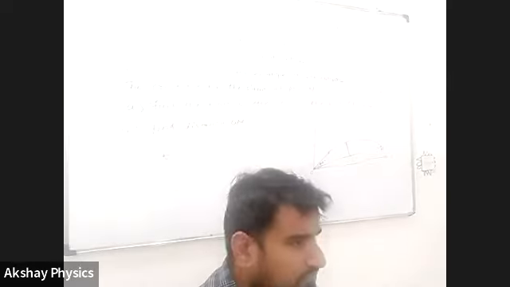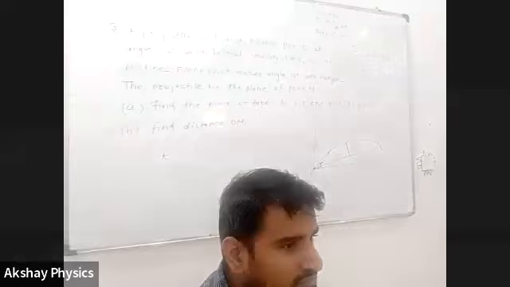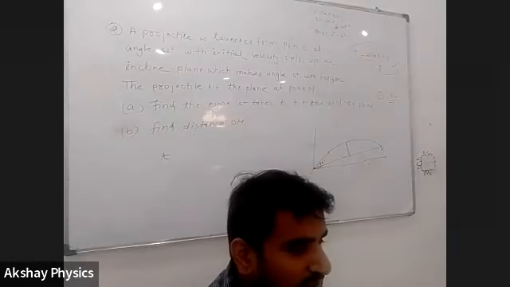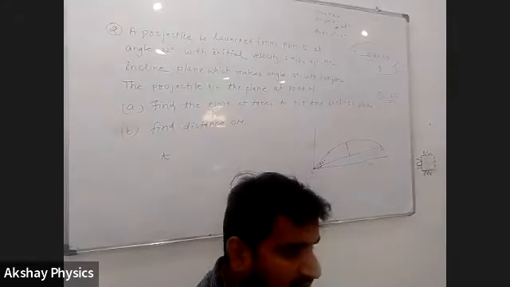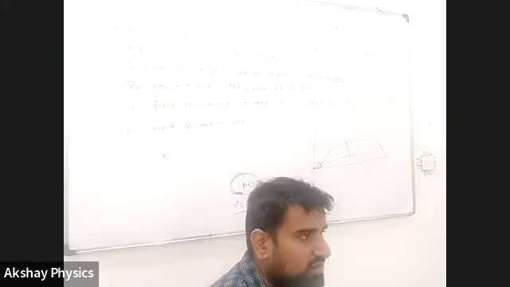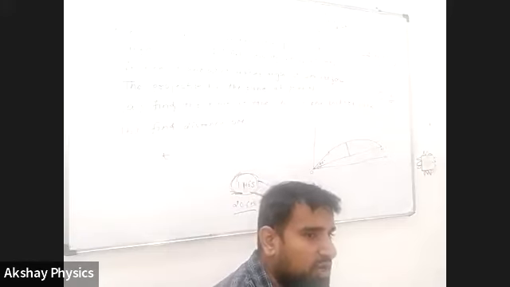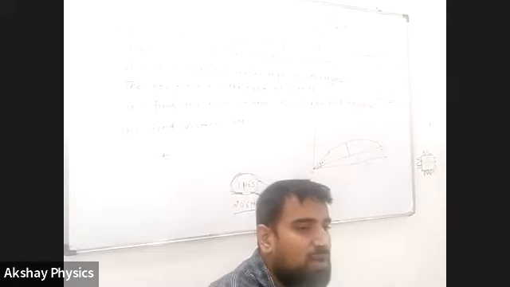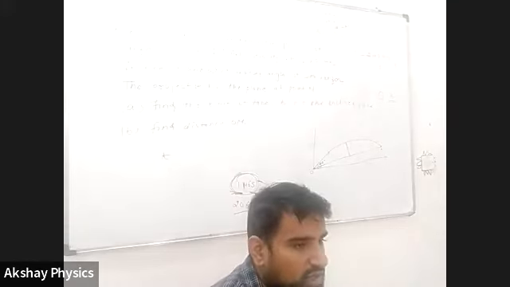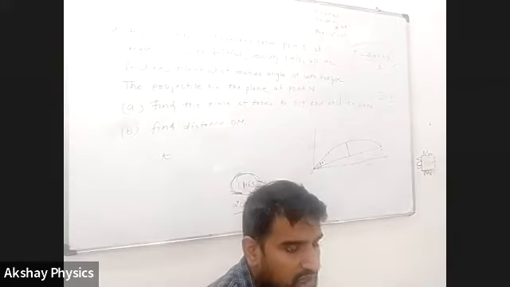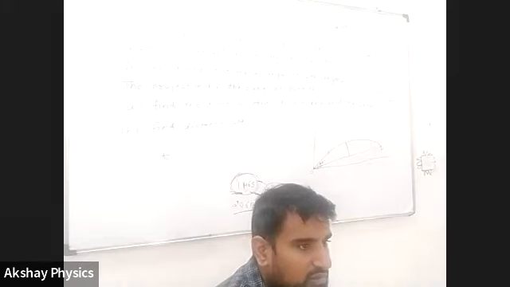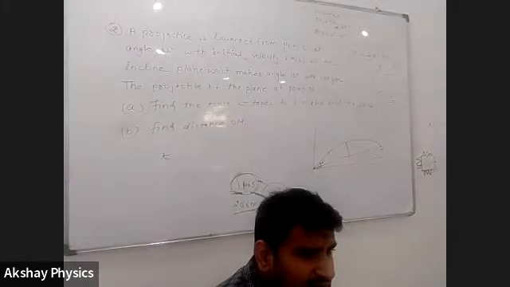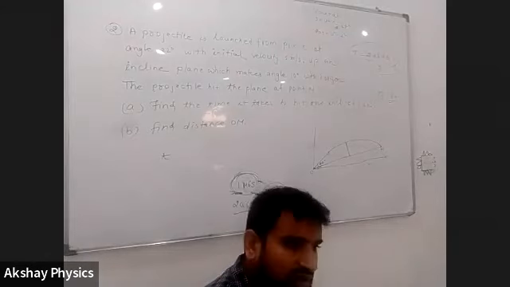What about you, Mikhail? 1.14. Yeah, time is correct. And what about the range? For the range we need time multiplied by velocity. So what is time? 1.146. And what is the velocity? 15 multiplied by cos 22 degrees. 13? 15, yes, 15 meters is correct.